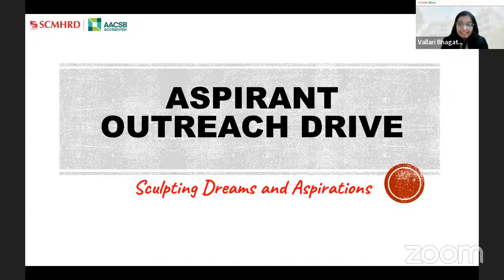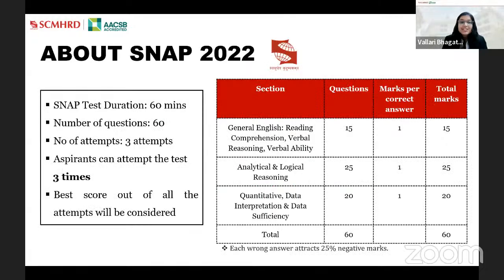So today we'll be telling you a little bit about SNAP 2022 and a little bit about our college. SNAP 2022 has a very simple structure. It's a 60-minute test with 60 questions, and you can attempt it all 3 times. And the best score out of all the 3 attempts will be considered. The paper is divided into 3 sections: reading ability, logical reasoning, and quantitative.